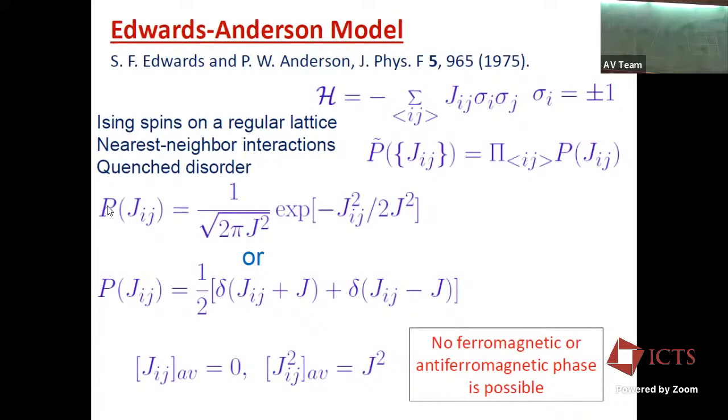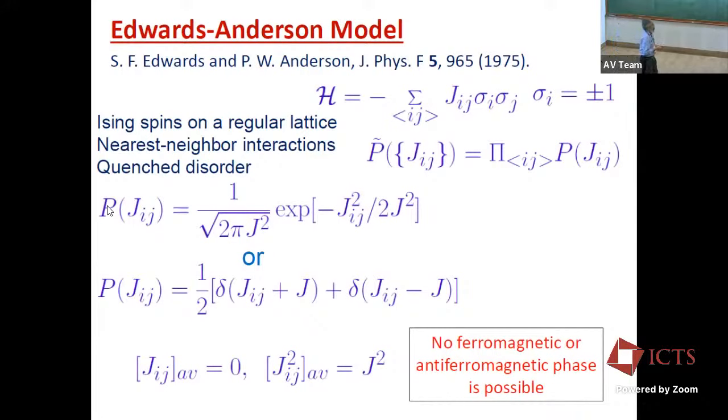So, these ingredients I told you about already: you have to have a random mixture of ferromagnetic and antiferromagnetic interactions. The coupling constants can be both positive and negative, but they don't change as a function of time. For a given system, they're fixed in time. But the spins themselves are, of course, the dynamical variables. These are the basic ingredients. The copper, manganese, et cetera, what I just told you, all these things are there.